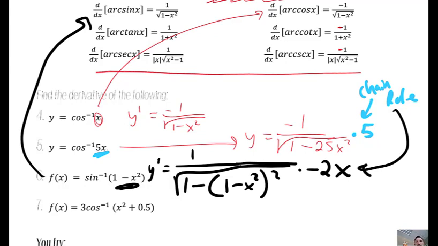Okay, the most common ones here are sine, cosine, and tangent. Technically, you're responsible for knowing the others, but the other 3 are the big ones.